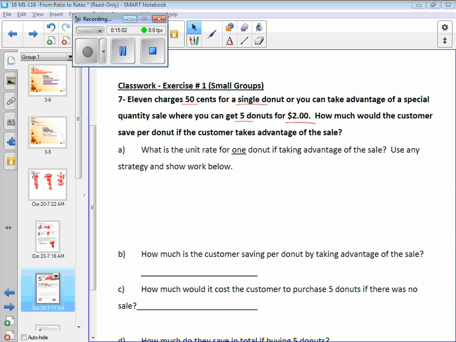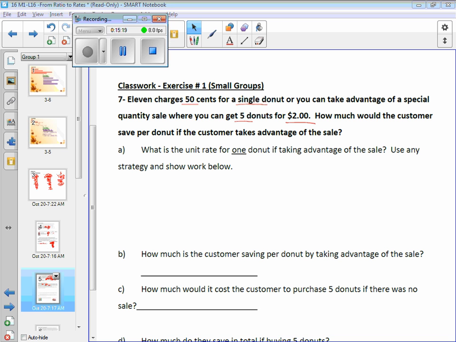What we have left is a unit rate for one donut, and then a ratio in which we have to find a unit rate. Okay? So if I buy one donut, how much is it going to cost me? How much is it going to cost me for one donut?